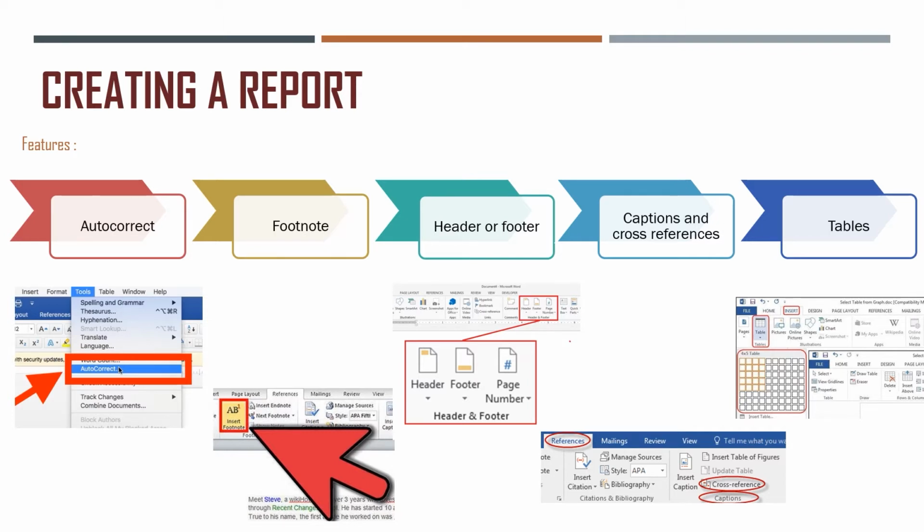A caption is a numbered label while cross-reference refers to a figure in the document, so that if the figure number changes, this information will automatically update. And lastly, a table is a grid of cells arranged in rows and columns. The image below is an example of report visual in Microsoft Word.